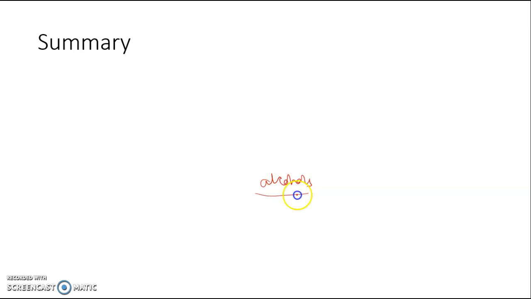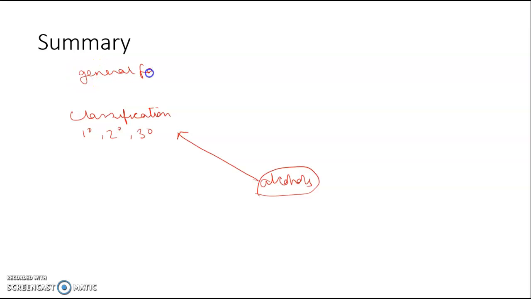So in the first video, we had looked into the classification of alcohol. We had studied that alcohols can be 1 degree, 2 degree, 3 degree. We know alcohol's general formula is CnH2n plus 1 OH. Their general name is alkanol, so you end the name as an ol.